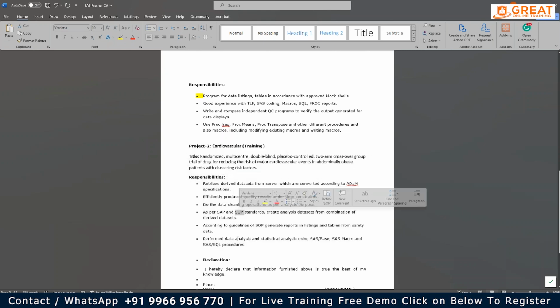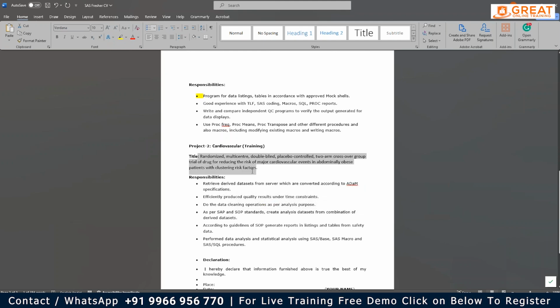Here SOP means standard operating procedure. SAP means statistical analysis plan. SOP means in every organization there are some trainings to follow certain guidelines, that we call SOPs, standard operating procedures. So the titles are already mentioned here.